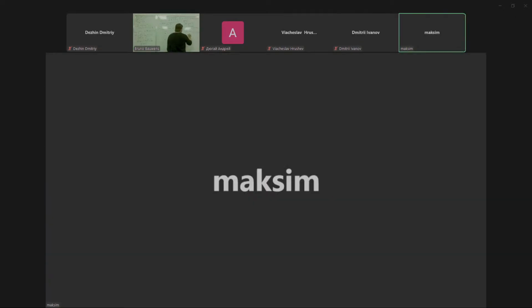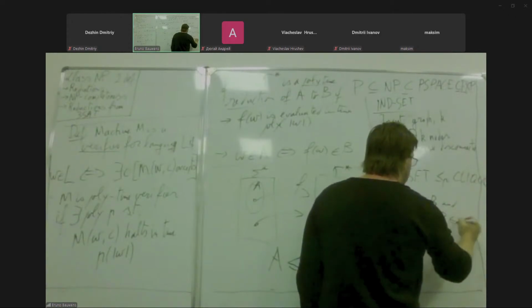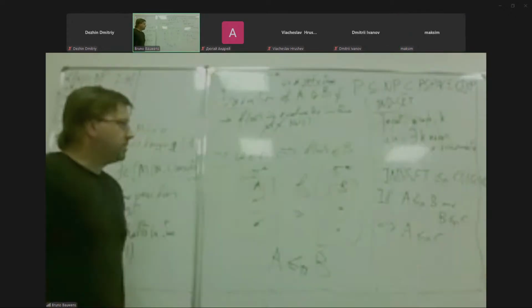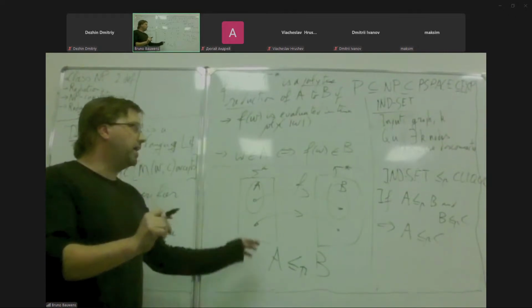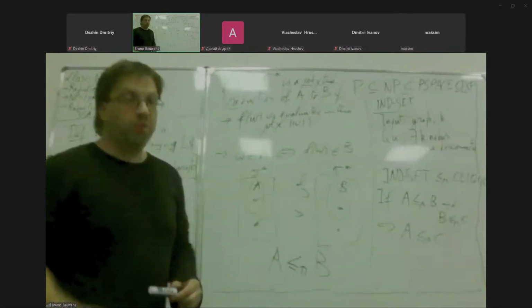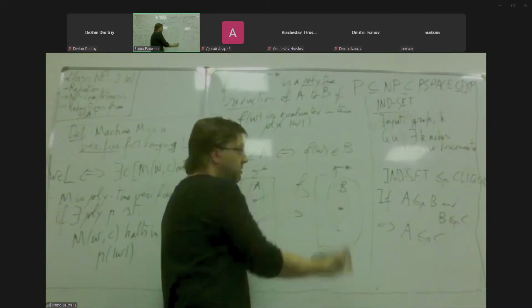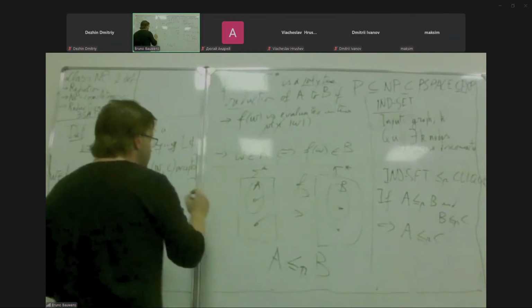If A polytime reduces to B and B polytime reduces to C, then A polytime reduces to C. It seems logical, but a little thinking is needed to see why this is true. We can compose the functions, but note that inputs can expand in size. So I write here another set.